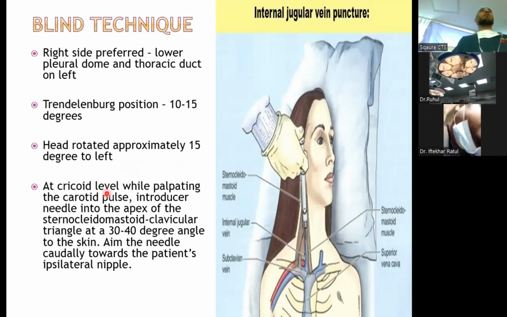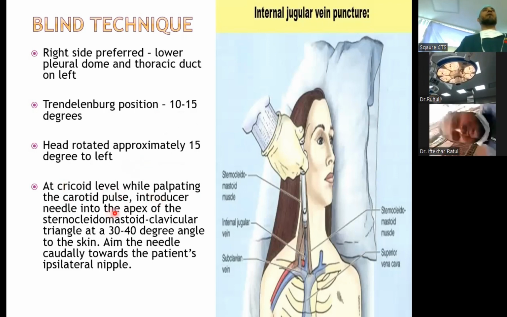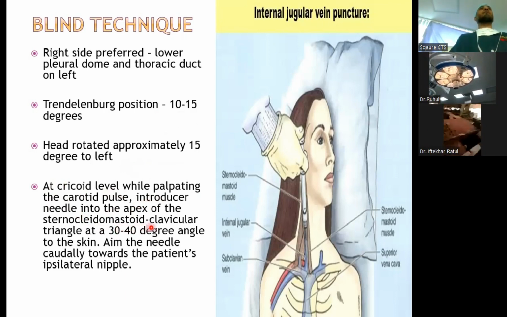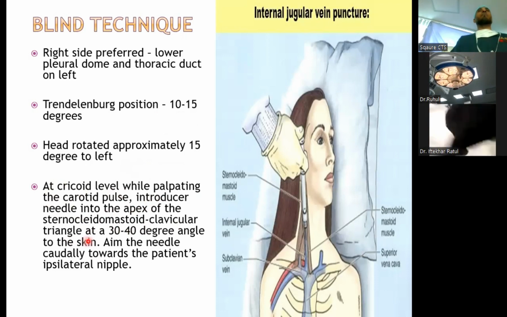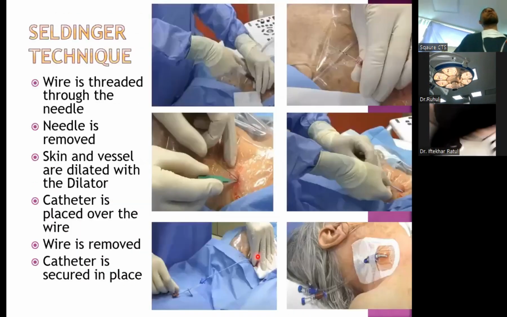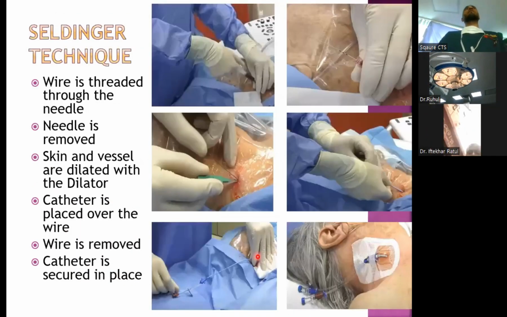At the cricoid level, while palpating the carotid pulse, introduce a needle into the apex of the sternocleidomastoid clavicular triangle I have mentioned earlier, at a 30 to 40 degree angle to the skin. Aim the needle caudally towards the patient's ipsilateral nipple. This is the Seldinger's technique.